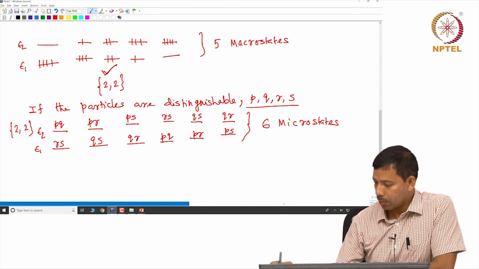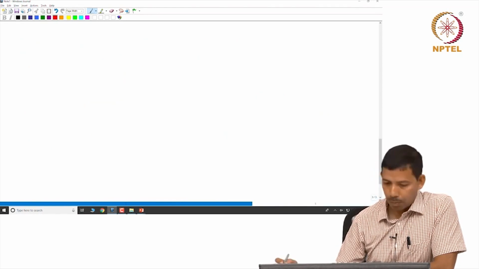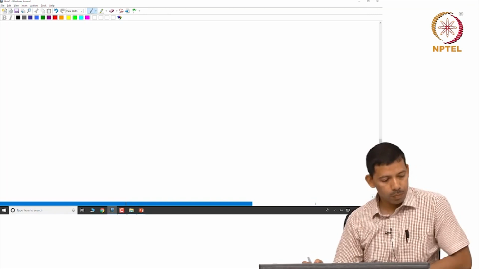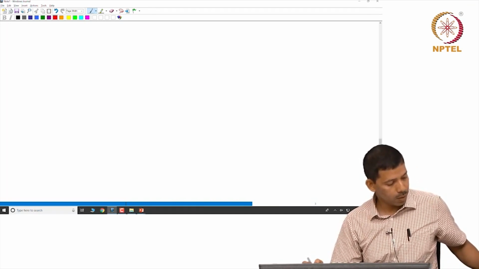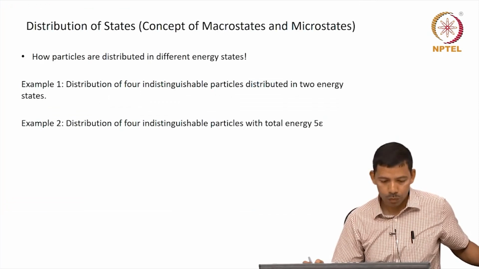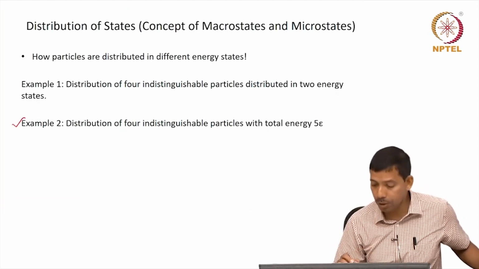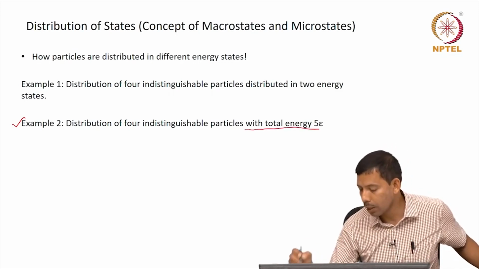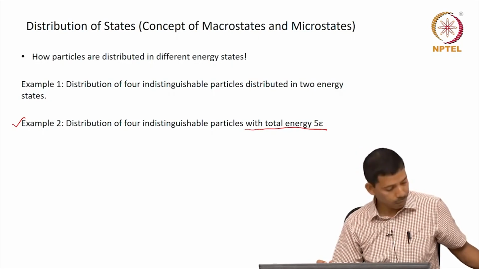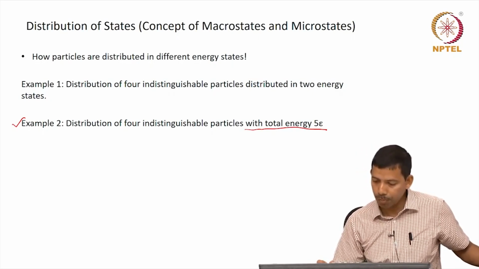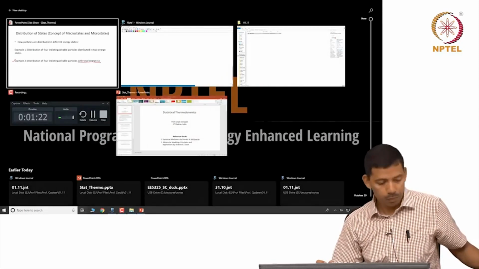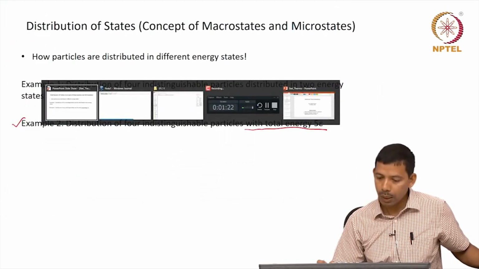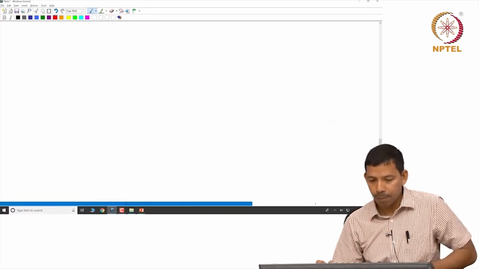Now let's look at the second example. Let's go back and see. Example 2 was we want to see the distribution of 4 indistinguishable particles. Here we have a restriction. The restriction is that the total energy should be 5 epsilon. So again, we are talking about a 4-particle system, but we are looking at the total energy 5 epsilon.